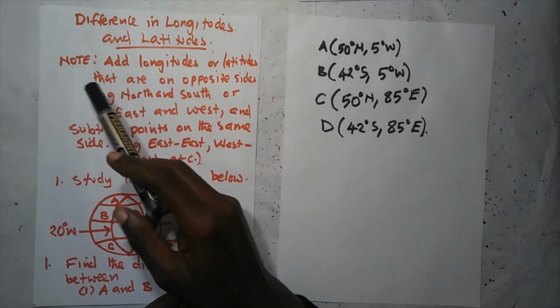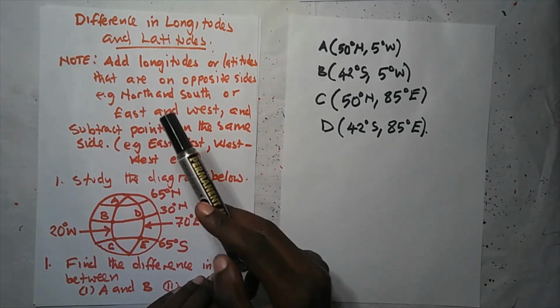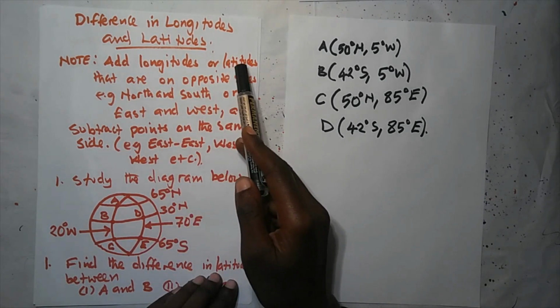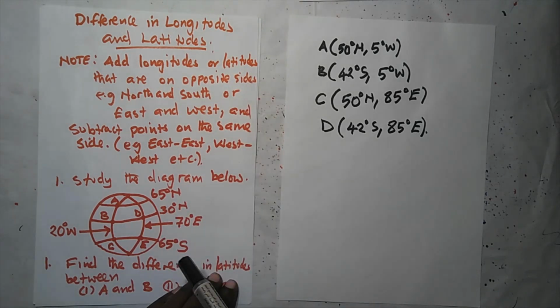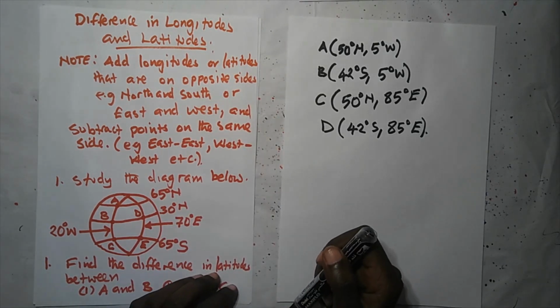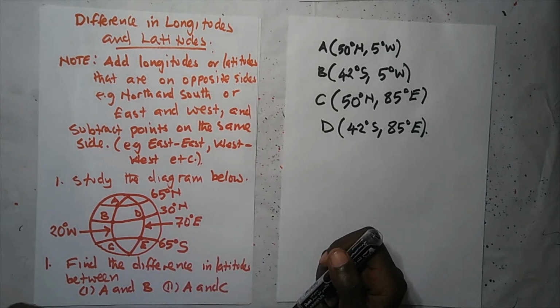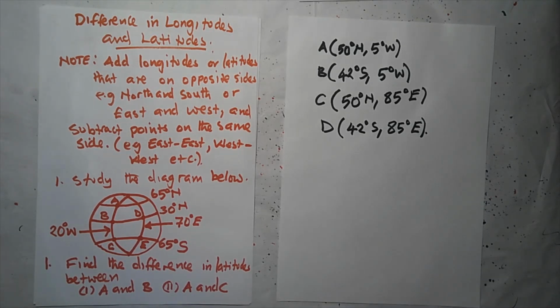Okay, so here we have to note something: we add longitudes or latitudes that are on opposite sides. So for example, if you are dealing with longitudes and you have a longitude that's on the eastern side and another one on the west, you add the two to find the difference. And then when they are on the same side, for example, east, you subtract.